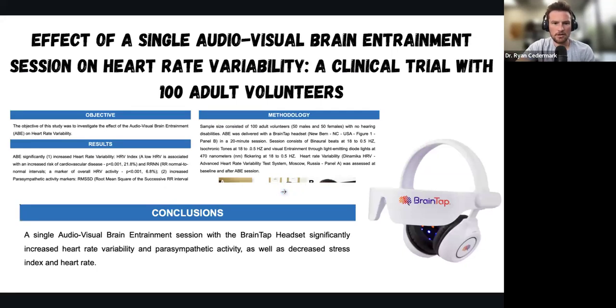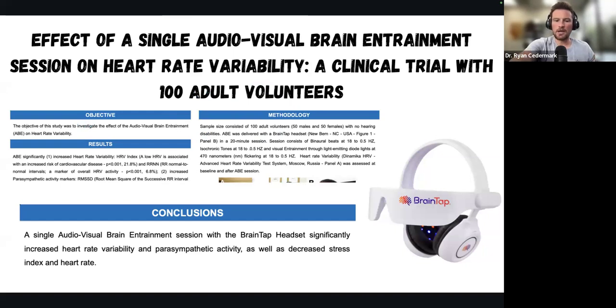He and his father had some poster presentations during the pandemic. That's when I started following them, because I was stressed out and I thought I needed to do something to balance out my autonomic nervous system. So I started using the BrainTap. This is a study on 100 adult volunteers, and the goal was to see how it would help improve heart rate variability.